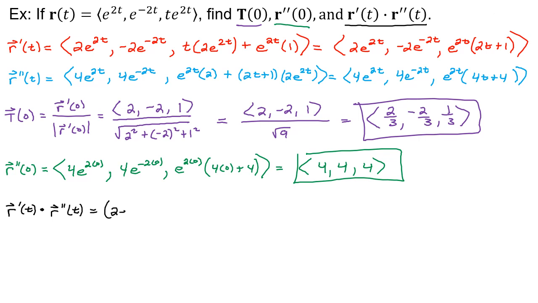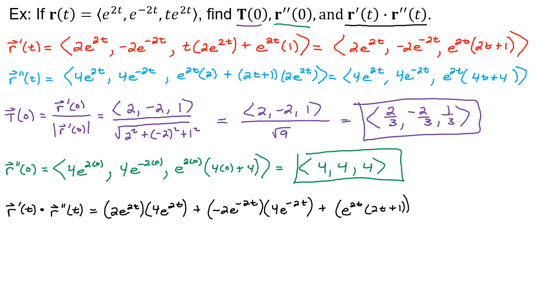I'll have the 2e to the 2t times the 4e to the 2t, so that's the first two components from the r prime and the r double prime. Add that to the second two components, -2e to the -2t, and 4e to the -2t. Add that to the third components, we have e to the 2t times 2t plus 1, times e to the 2t times 4t plus 4. And maybe this stuff simplifies a little bit, I'm not really sure.